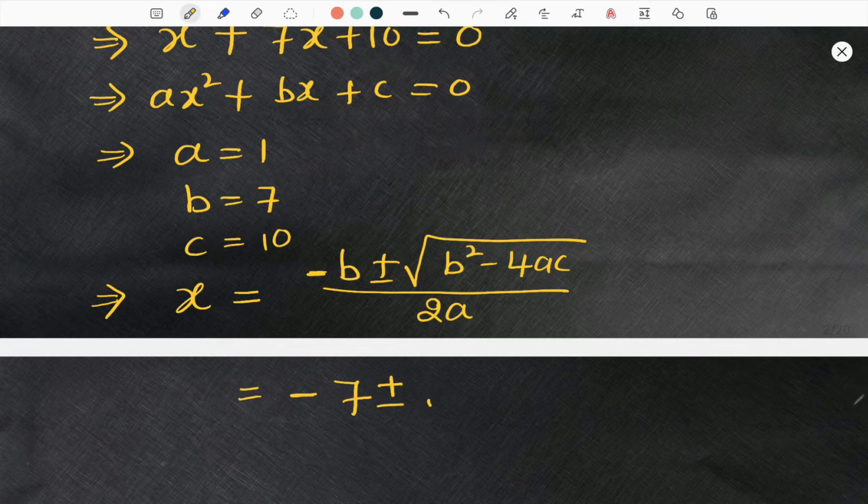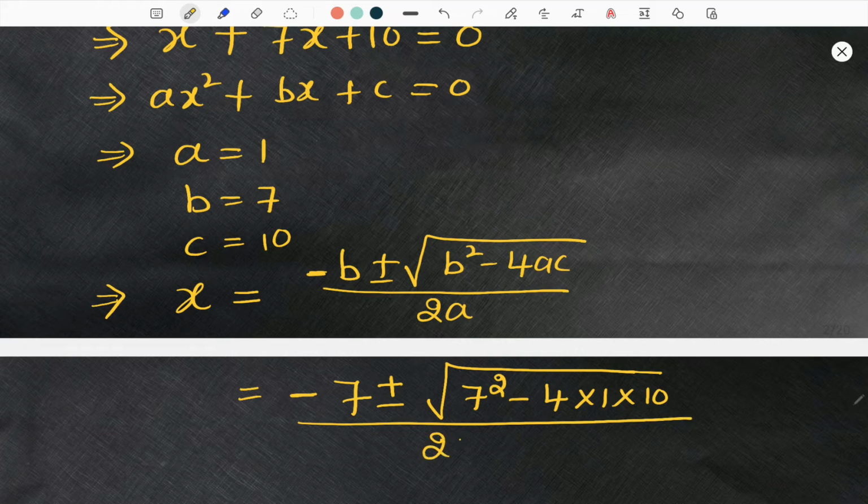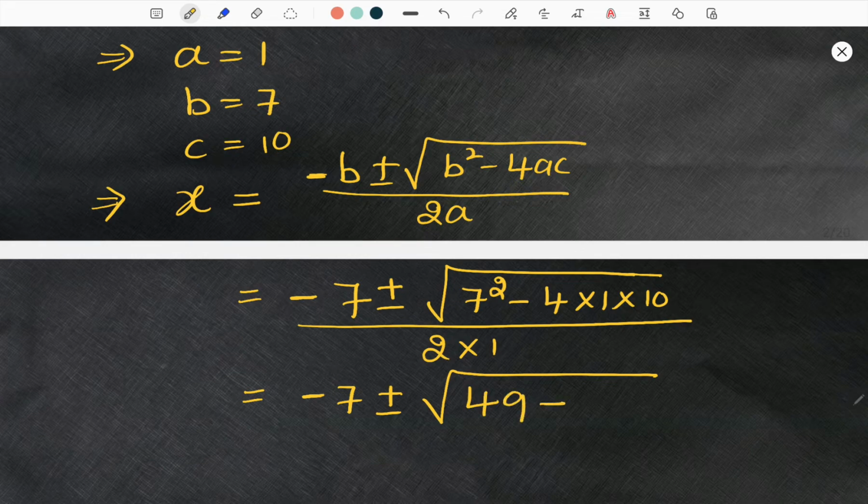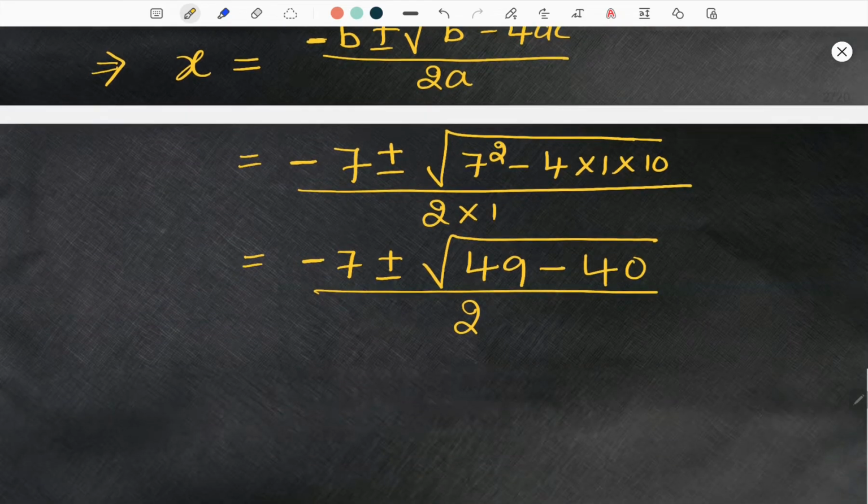Then plus or minus under root b square minus 4ac, that is 7 square minus 4 into a is 1 and c is 10, then divided by 2 into a is 1. You have to be very careful while substituting. If you make a mistake here, the entire answer will be wrong. So be careful. Then it becomes minus 7 plus or minus under root 7 square, which is 49. Then minus, look at this, here one minus is there and the other things are plus, so it becomes minus, and it is 40. Then divided by 2 into 1 is 2.